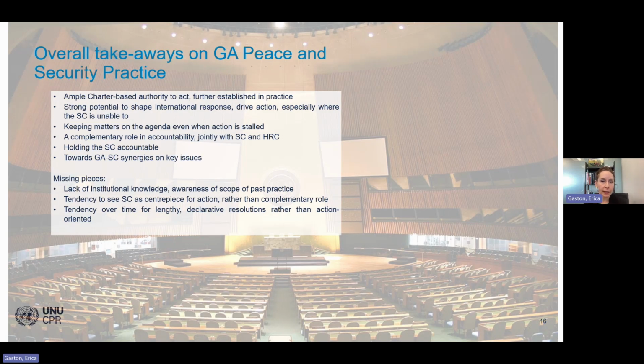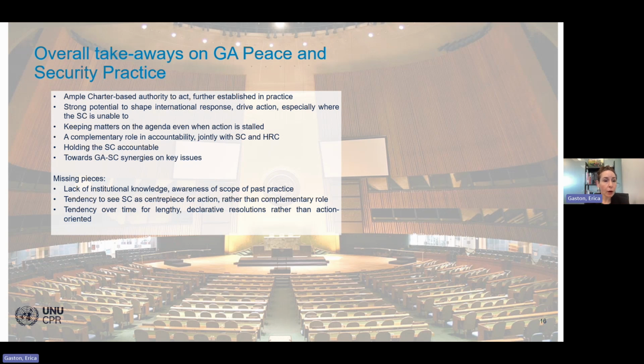The overall takeaway that I'd like to leave you with, and that the handbook does stand behind, is that first, there is ample charter-based authority for the General Assembly to act on peace and security, further anchored in a really strong repertoire of practice. Where the GA does act on peace and security matters, it has strong potential to shape the international response, to drive action, especially where the Security Council is unable to act due to deadlock. It has the ability to keep matters on the agenda when action is stalled, and also a really strong complementary accountability role, not displacing, but in complement to what the Security Council, the Human Rights Council, or other actors would be doing.